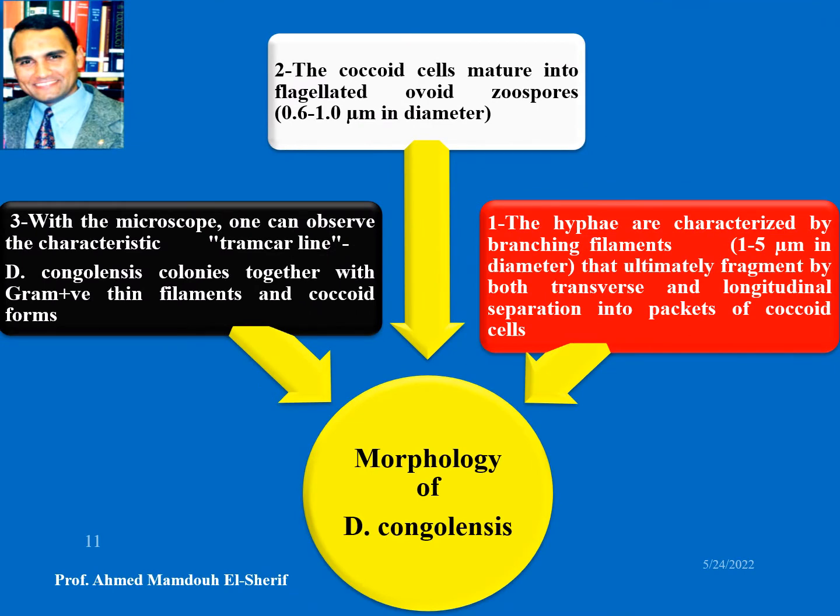Morphology of Dermatophilus congolensis. The hyphae are characterized by branching filaments 1 up to 5 micrometers in diameter that ultimately fragment by both transverse and longitudinal separation into packets of coccoid cells. These coccoid cells mature into flagellated ovoid zoospores 0.6 up to 1 micrometer in diameter. With a microscope, you can observe the characteristic tram-car line of Dermatophilus congolensis colonies, together with gram-positive thin filamentous and coccoid forms.